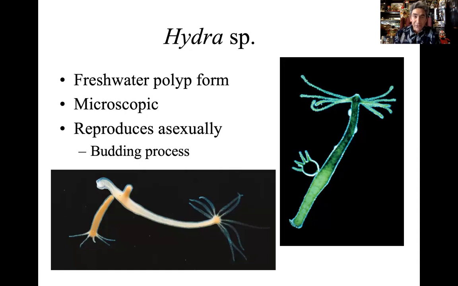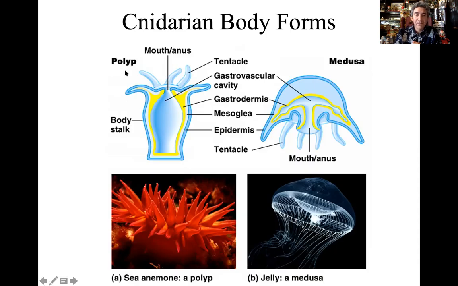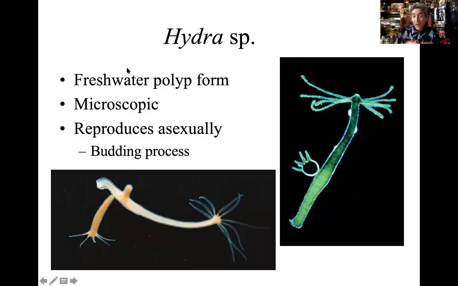model of Hydra, right? So Hydra is a type of cnidarian. It's a type of polyp form. It's a common type of cnidarian. It's very small. It's microscopic, and again, we find it in freshwater. So that's a little bit unique with cnidarians. We typically associate them with saltwater, marine forms. This is a freshwater form, microscopic, can breed sexually, can breed asexually.